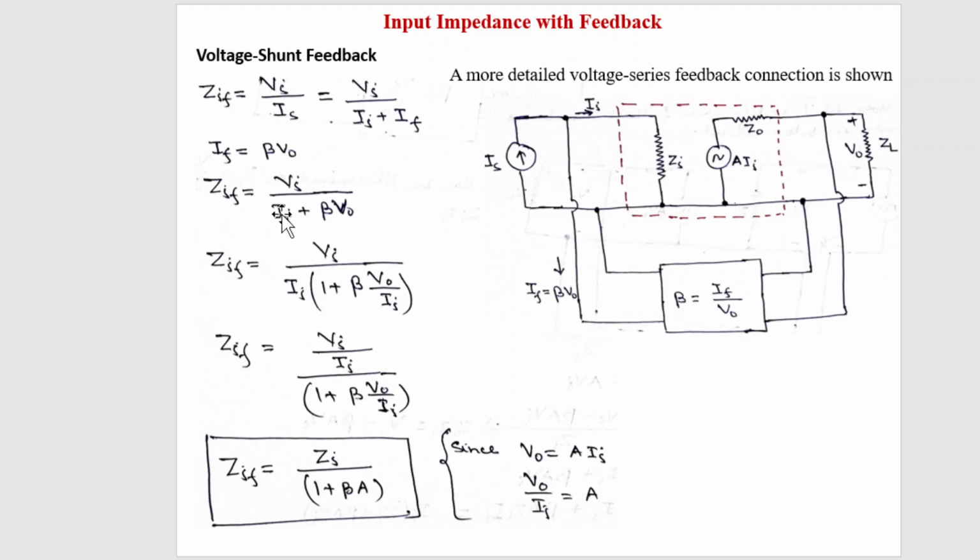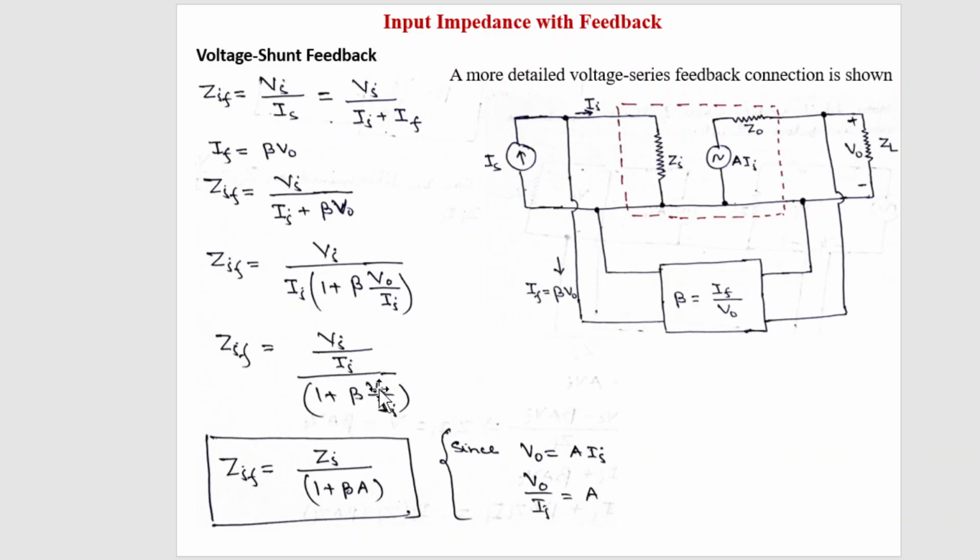So here Ii we have, here V naught we have. So what we can do, we can take Ii as a common. So here we can have a V naught upon Ii. So Vi divided by Ii. So if you take common, so the 1 plus beta into V naught divided by Ii. Okay. So again we can write ZIF is equal to Vi divided by Ii divided by 1 plus beta into V naught divided by Ii.